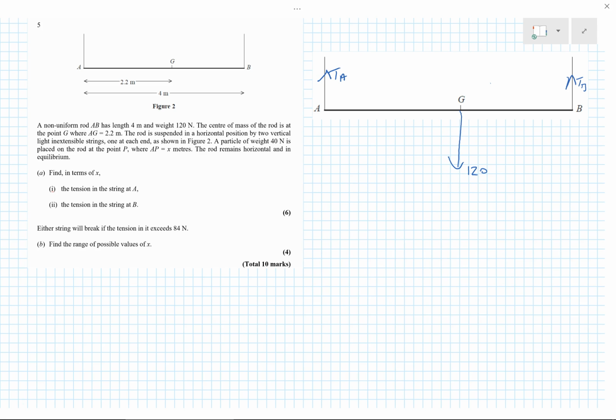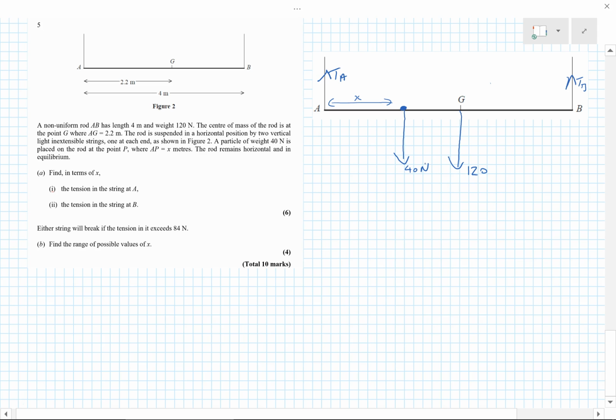It says a particle of weight 40 newtons is placed somewhere along it, at some point P. It's arbitrary where I put it because it hasn't told us anything. Clearly, wherever I put it, there's going to need to be a tension in A and B. It'll just affect A and B where I put it. So I'm going to put it there. So that's x, and the particle is of weight 40 newtons.